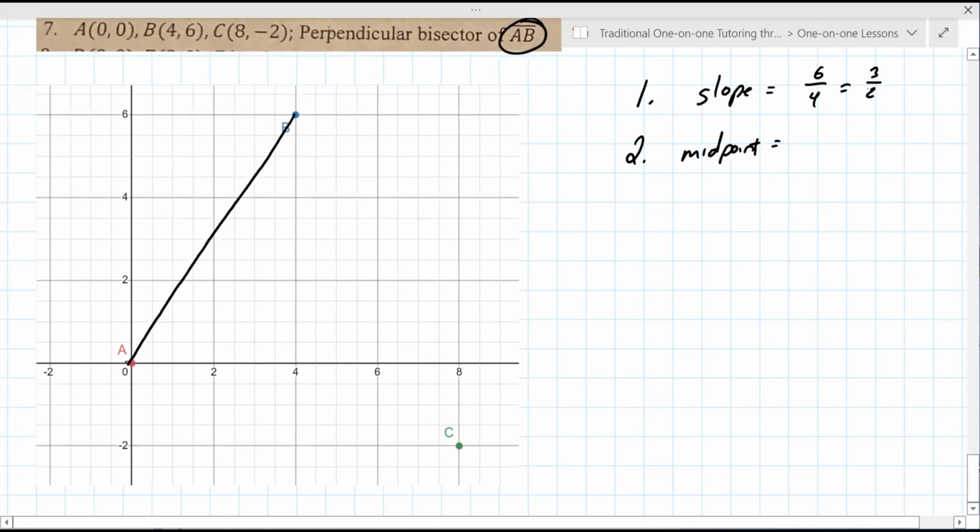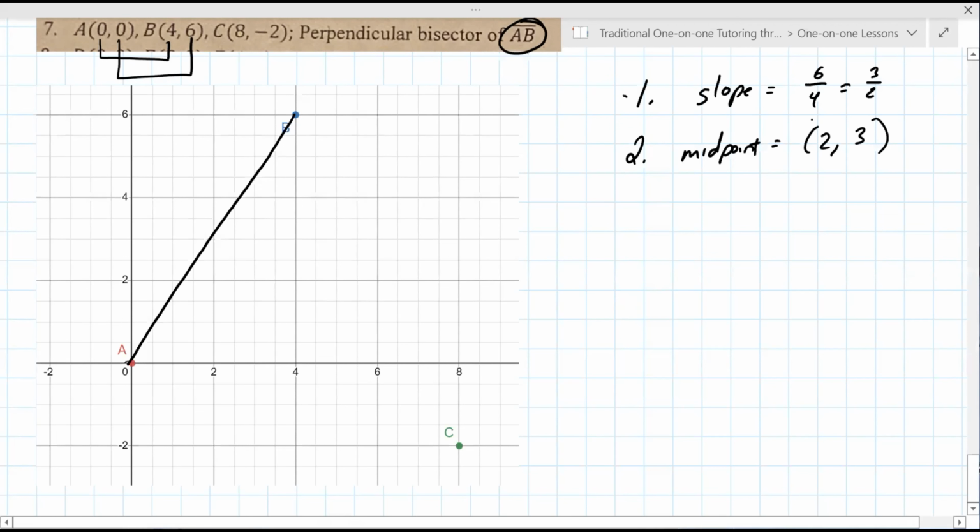The midpoint is 2 and 3. You sound like you're guessing. How do you find the midpoint? It's the average of the x's and the average of the y's. I mean, you're correct, but I hope it's because you added up 0 and 4 and divided by 2, added up 0 and 6 and divided by 2. Yeah, divided by 2. And if you didn't, you will do that eventually.